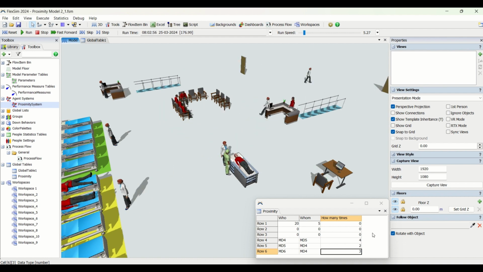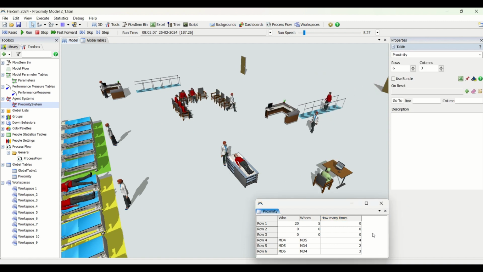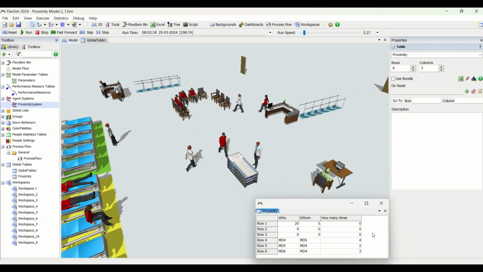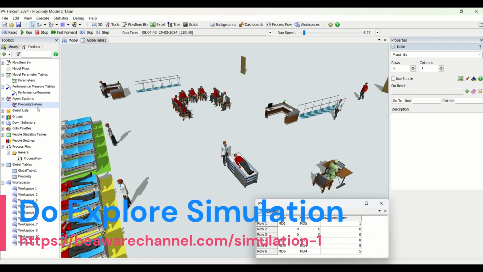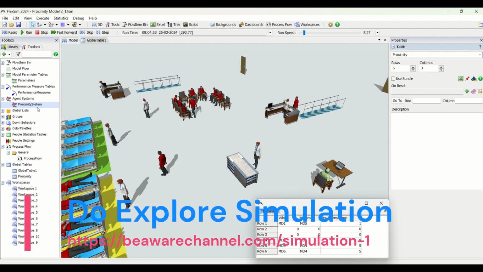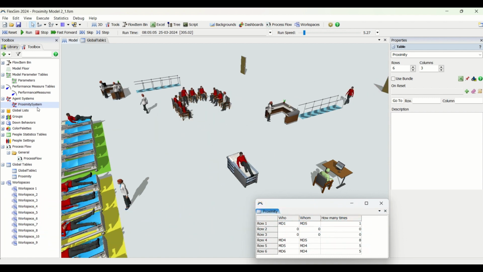Now if you look here, all the details are being cached into the global table. Again, this is driven by the proximity system in the agent systems. Now if you look at the table, you will understand how it is changing. We have MD1 interaction, MD4 interaction, MD5 and 6, but we still do not have MD2 and MD3 interactions, and we have MD3 interaction.